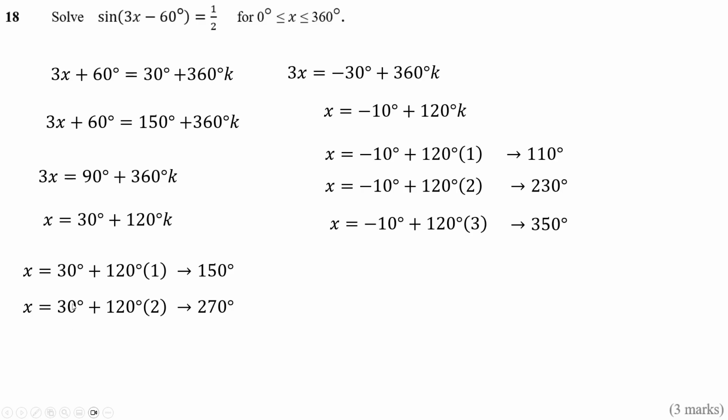360 plus 30 is 390 degrees. That's out of the range, so we don't want it when k equals 3. K equals 0 works because you still get a positive number that's within the range. So it repeats at 0, 1, and 2 for this one here. Okay, so your solutions are 30, 270, 150, 350, 230, and 110.